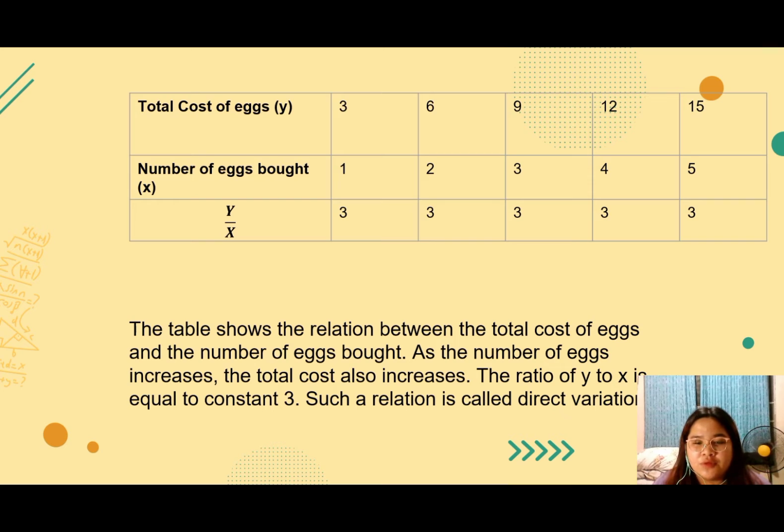The table shows the relation between the total cost of eggs and the number of eggs bought. As the number of eggs increases, the total cost also increases. The ratio of y to x is equal to the constant 3. Such a relation is called direct variation.